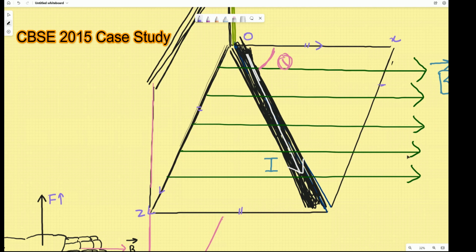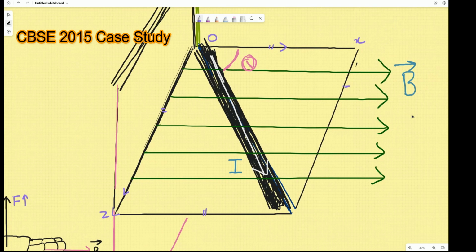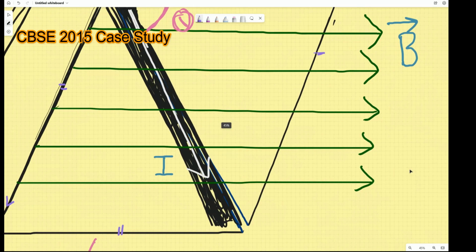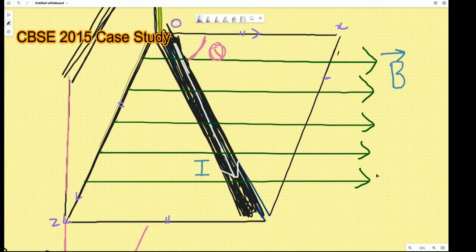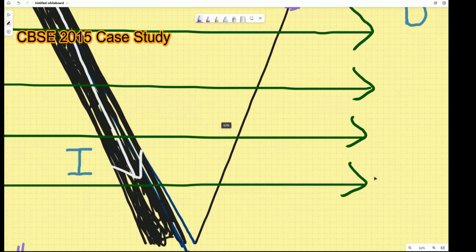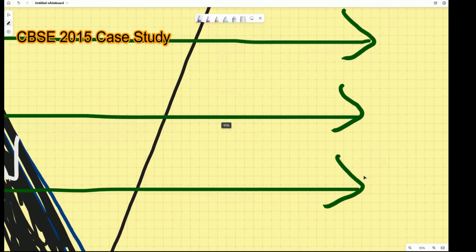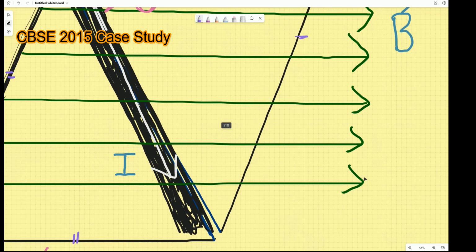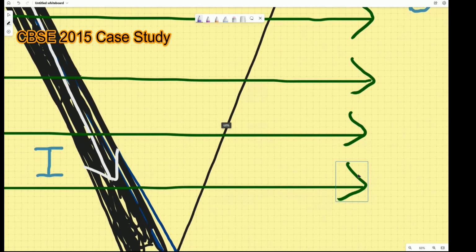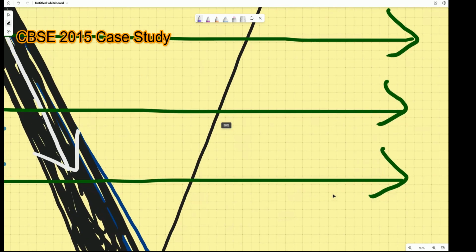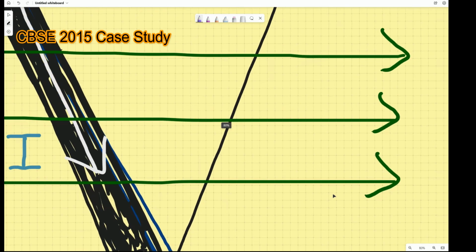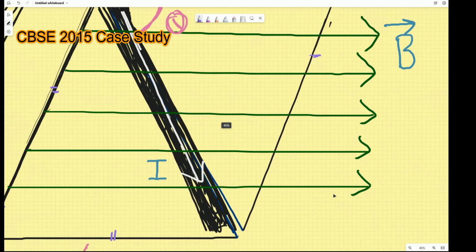So you can see the magnetic field, right? This is B. B is the magnetic field. The green arrows are the magnetic field. It's a uniform magnetic field for this question. You can see the spacing between the green arrows is almost equal, right? I've drawn it with my hands, so it may not look like that, but it is a uniform magnetic field. What is a non-uniform magnetic field? When the spacing between these lines is unequal, that is a non-uniform magnetic field.